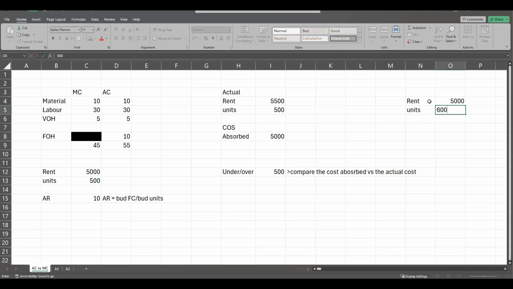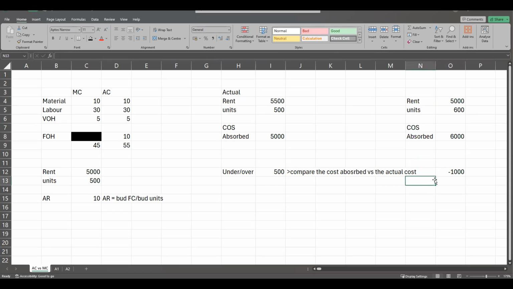So let's say, for argument's sake, we had a really good month and we produced 600 units. Our cost of sales would now be 600 times the 10. Now, of course, again, what are we going to do? We're going to compare the actual cost with the absorbed cost, and this time we've over-absorbed our fixed cost. So here we would put an adjustment of negative. We'd reduce the cost in our P&L to, again, true up to the actual cost incurred.